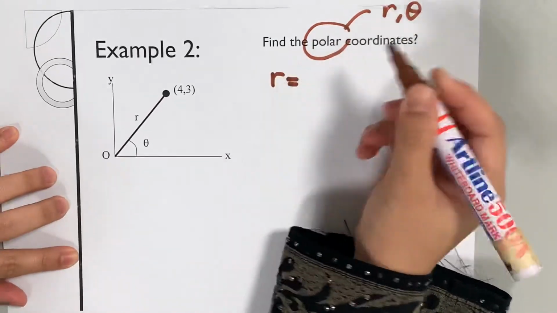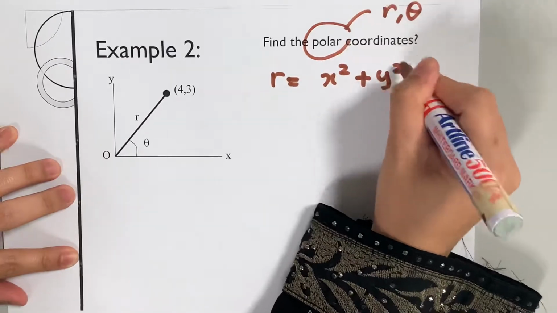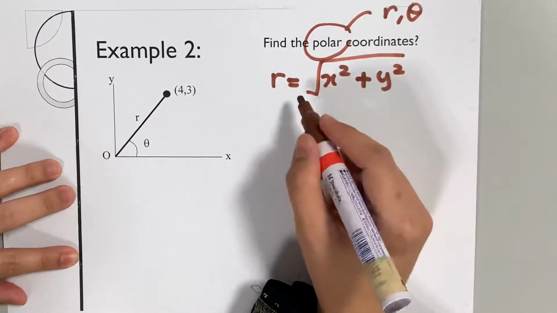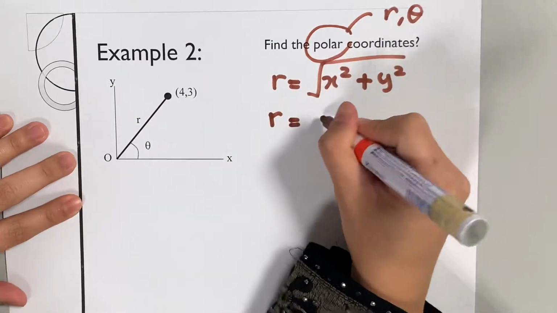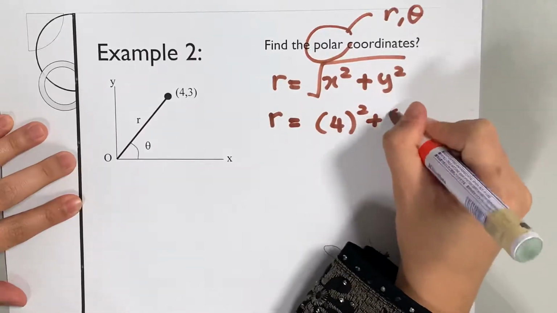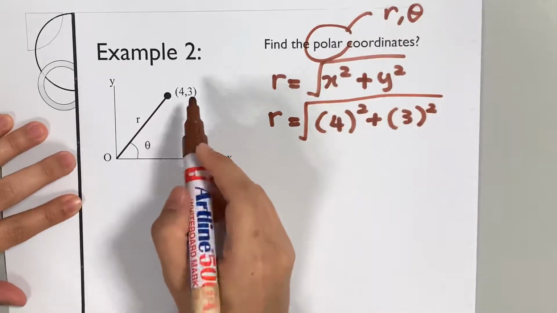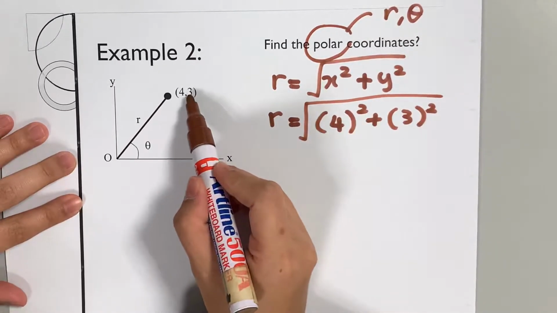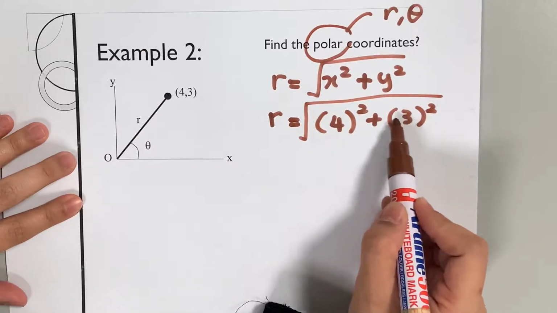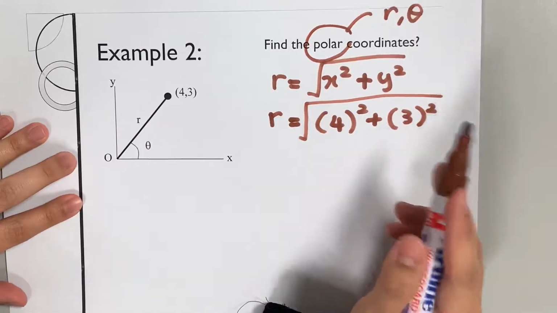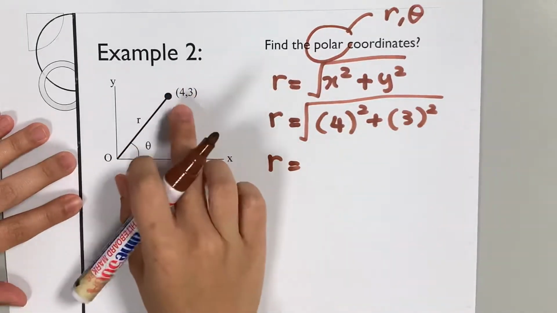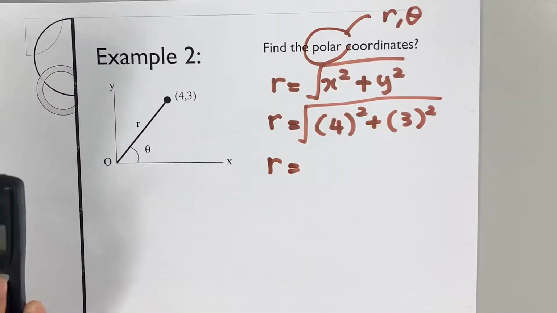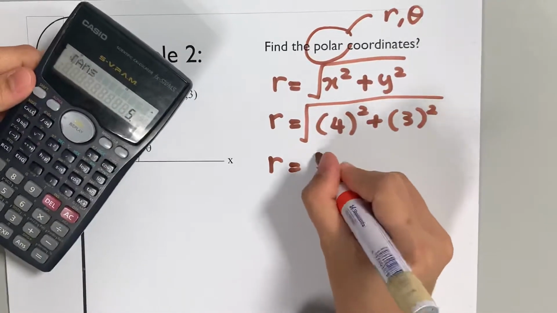So how do you find r? R is equal to the square root of x squared plus y squared. You should remember the formula. So r is equal to the square root of 4 squared plus 3 squared. If the coordinate is negative, for example 4 comma negative 3, put the negative inside the bracket. Negative 3 squared, you will get 9, no negative. In this case there's no negative, so just put positive inside the bracket. So 4 squared plus 3 squared, square root, answer 5.